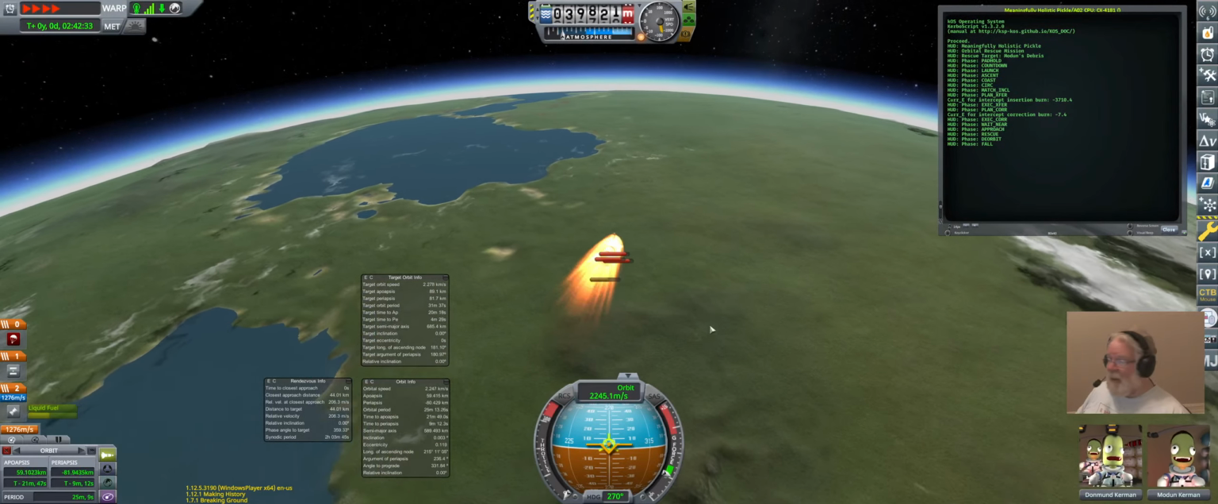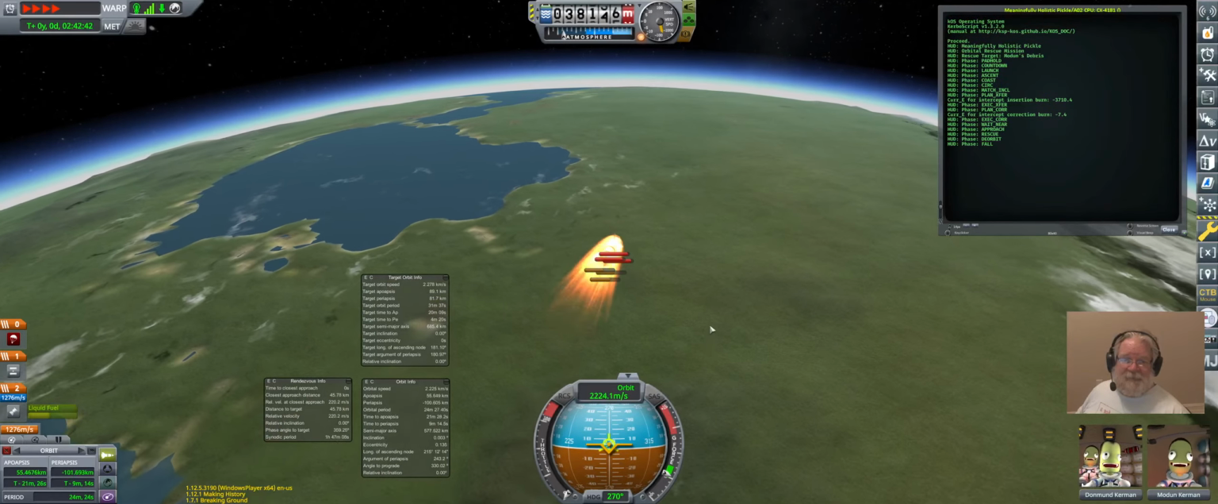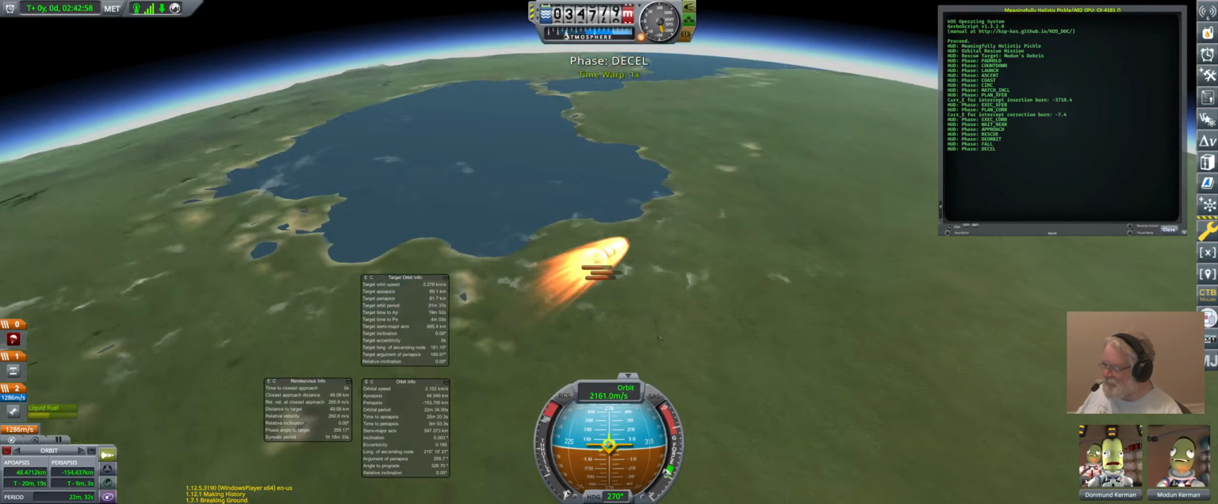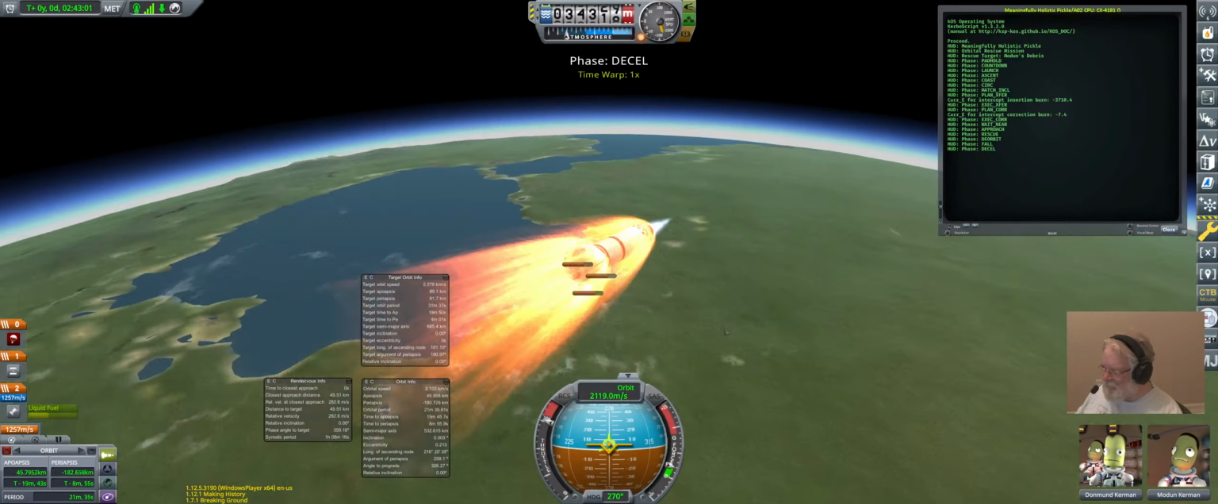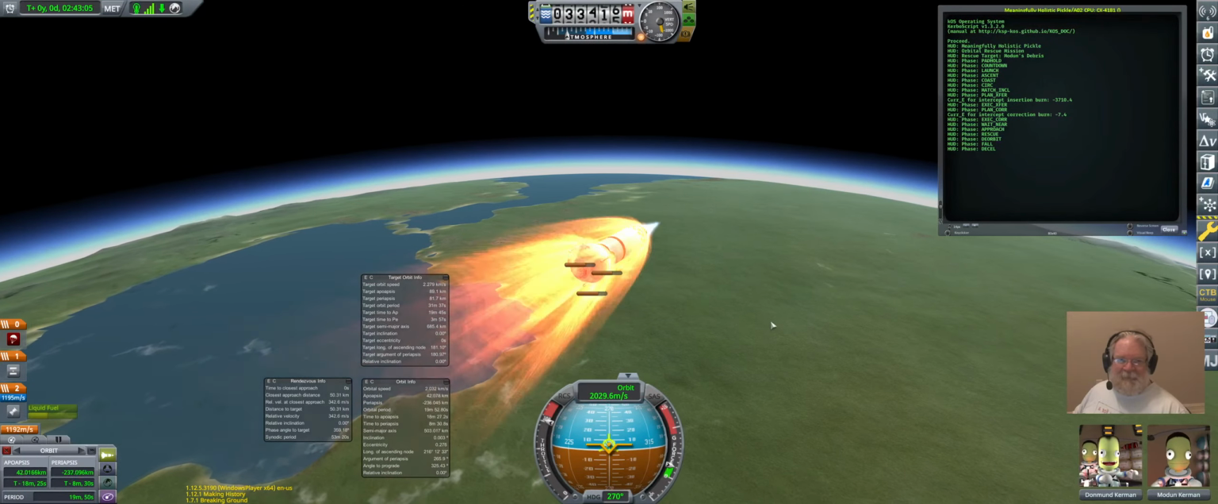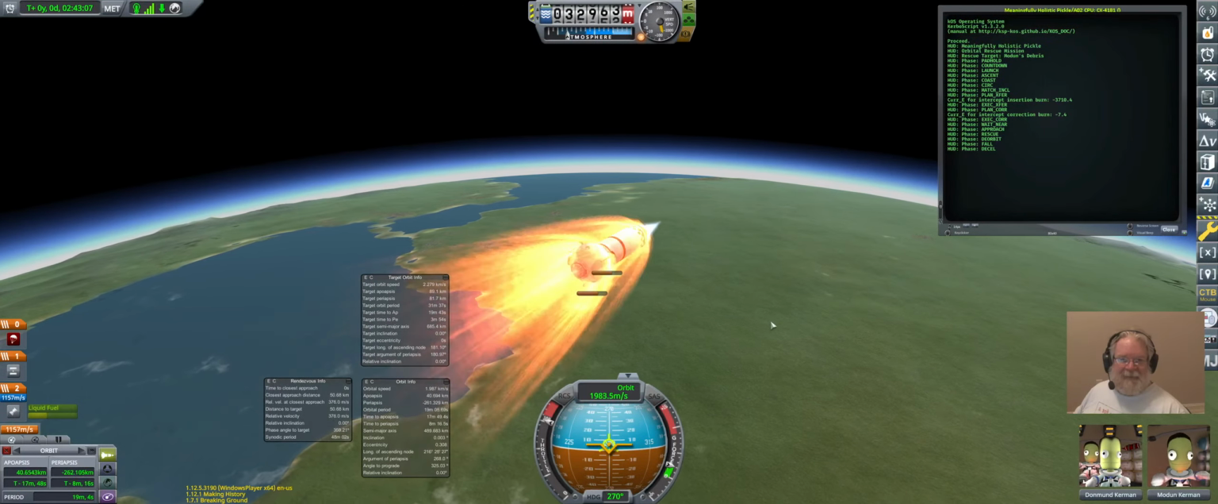I will try to edit the description of it when we're done to indicate whether there was actually any flying. Oh, goodness. There goes my fins. Oh, no.